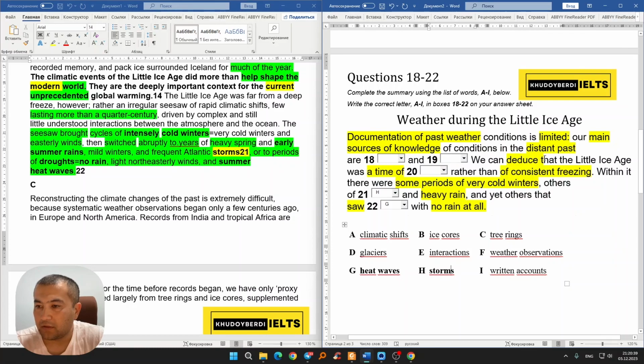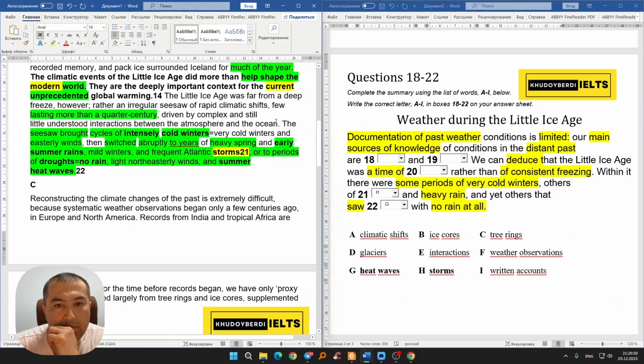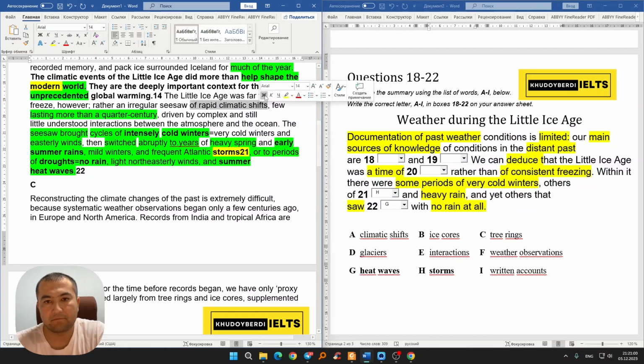And we can deduce that the Little Ice Age was a time of something. So the Little Ice Age was far from a deep freeze, however, rather an irregular seesaw of rapid climatic shifts. This is the keyword here. Rapid climatic shifts. And of course, 20 is climatic shifts.